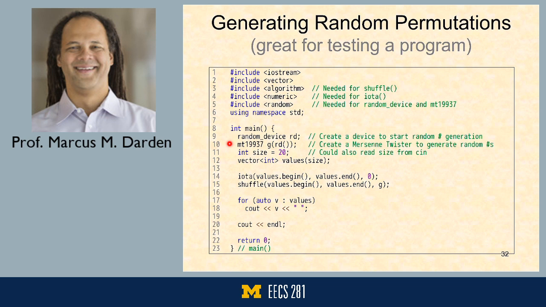So what that does is it generates a really good pseudo-random generator. It's not fast, but it's very good. All right, so iota is then used to fill the data in with values from 0 up to 19, and shuffle puts them into some new order. That's all this does. So this is great. This is a great way to do testing.